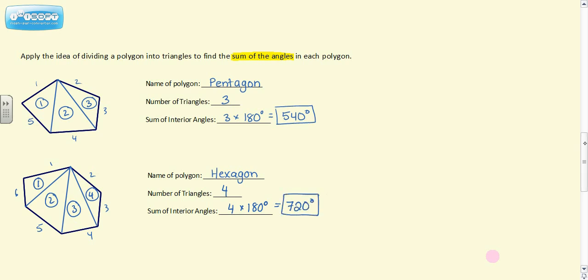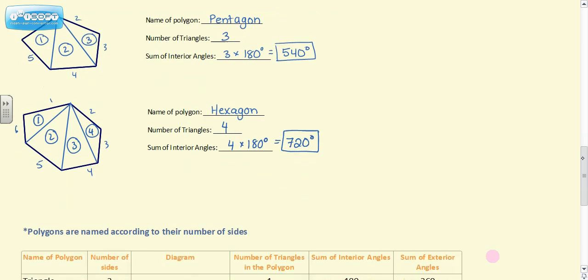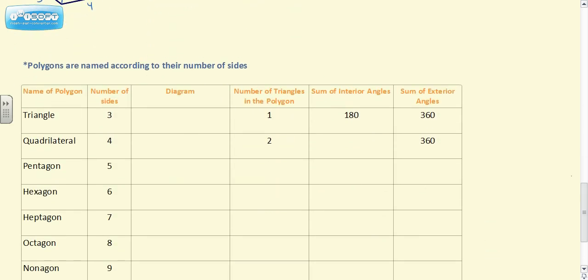So this process can be repeated for any polygon that we can create. In class, you're going to come up with a chart which will help you figure out what the sum of interior angles is for any polygon.